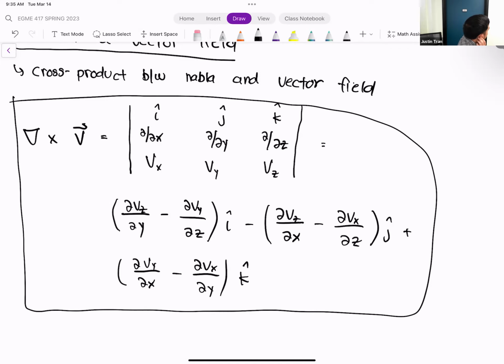Just follow the matrix determinant and that equation.